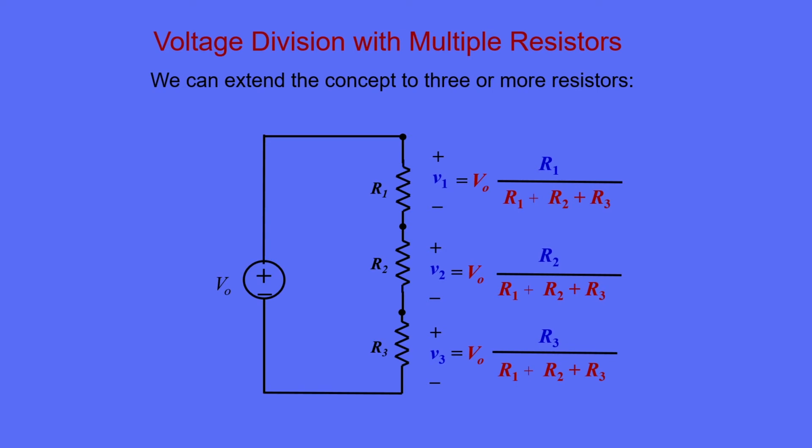Here's how we apply voltage division when we have more than two resistors. The principle is the same. The formulas shown to the right of each resistor summarize voltage division succinctly. The voltage across the desired resistor is equal to the total voltage times the one you want divided by the sum of all the resistors.